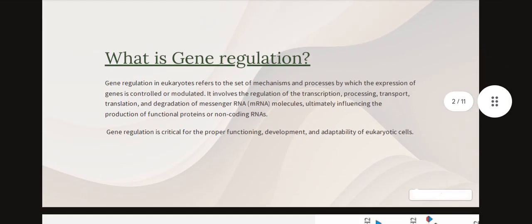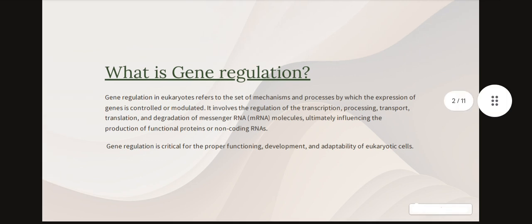So, what is gene regulation? Gene regulation refers to a set of mechanisms and processes by which expression of a gene is controlled or modulated so as to get useful products. Gene regulation is critical for proper functioning, development and adaptability of cells. Gene regulation takes place in both prokaryotes and eukaryotes. However, this video focuses majorly on the eukaryotic cell system.